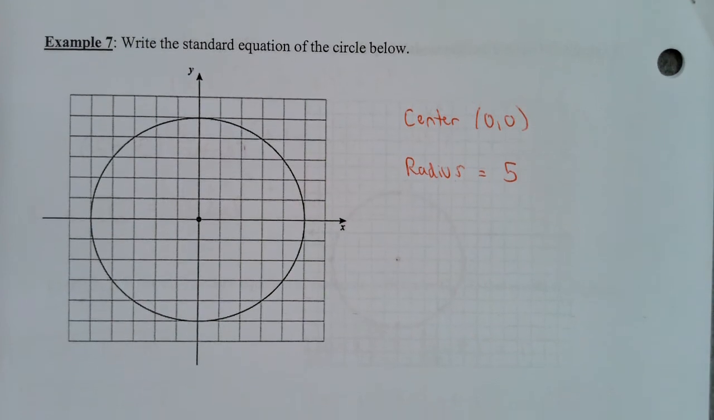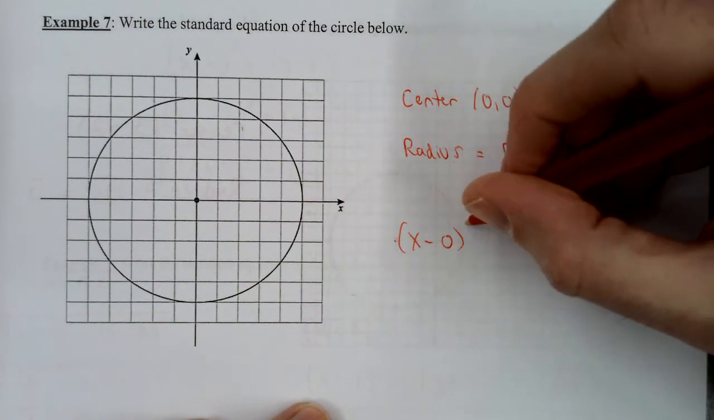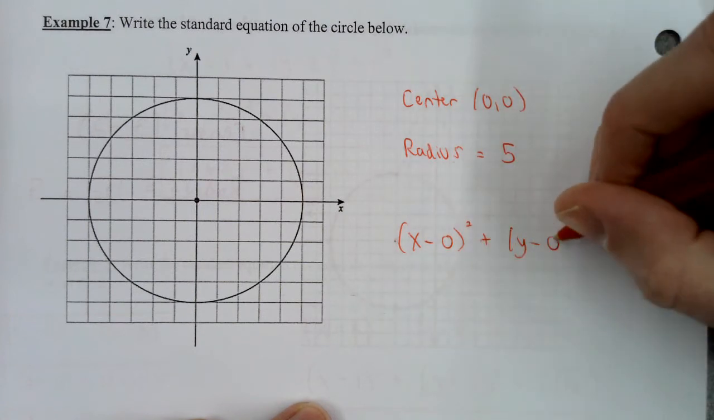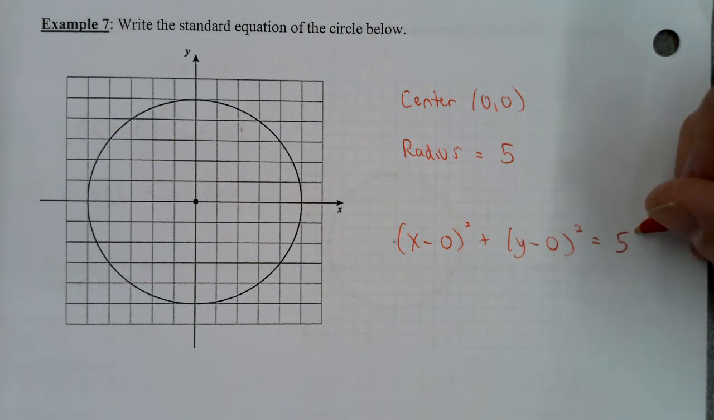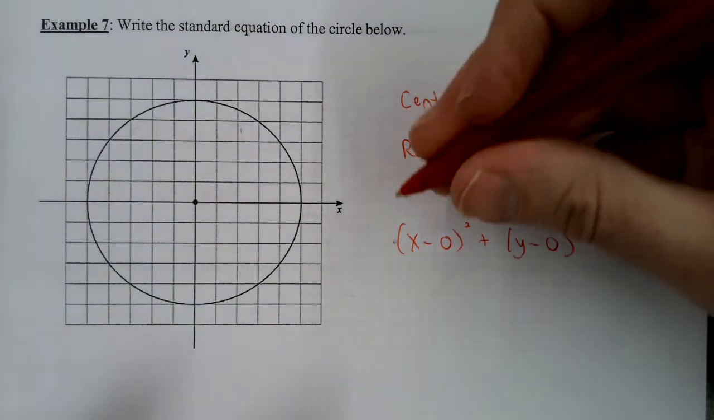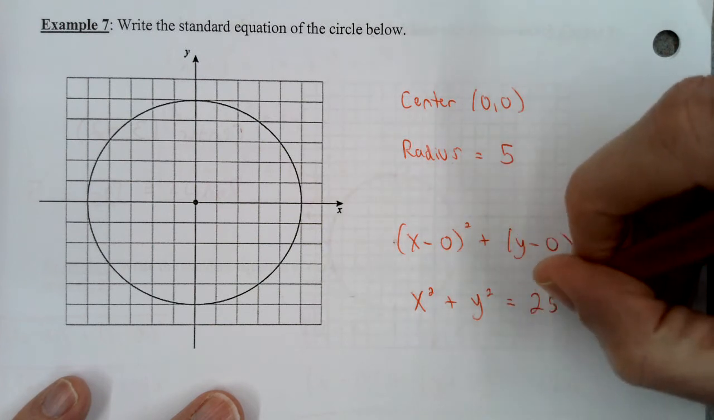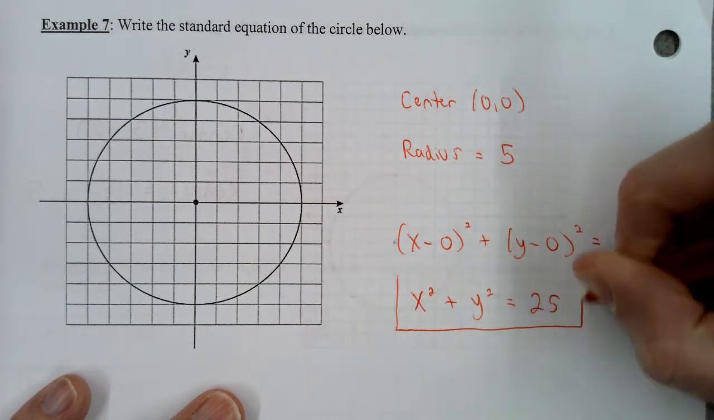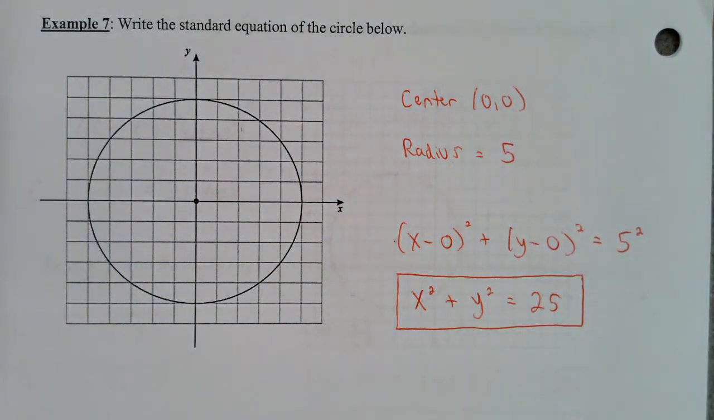So you can do x minus 0 squared plus y minus 0 squared if you want, equals 5 squared because the radius squared. But you don't have to put the minus 0, because subtracting 0 doesn't do anything. So you're just going to put x squared plus y squared equals 25 for the final answer. Don't put minus 0 in the final answer.